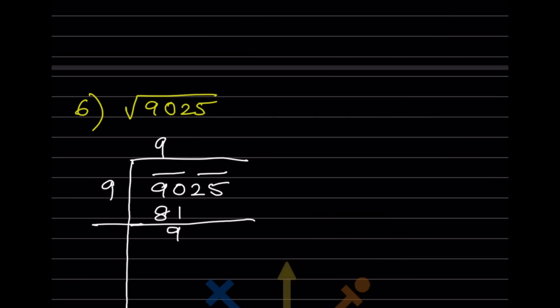So this will be 9. And then these two numbers we will bring down. So you are going to add this plus this. That will be 9 plus 9. That will be 18.